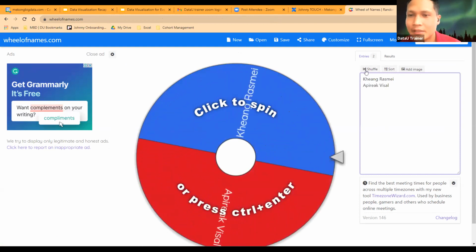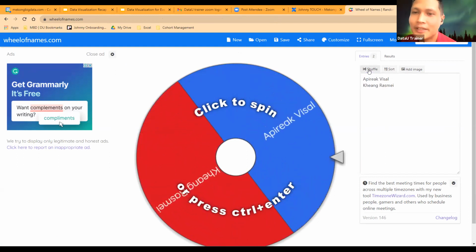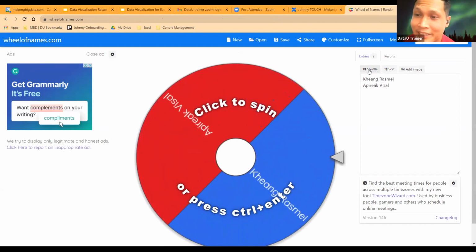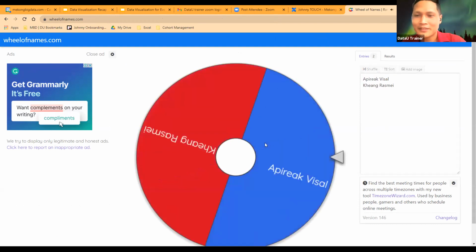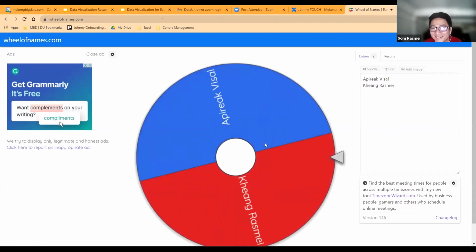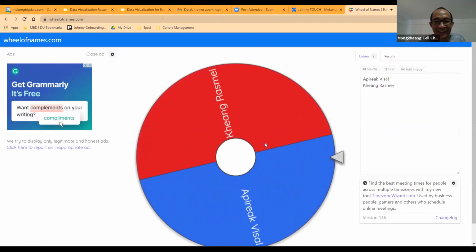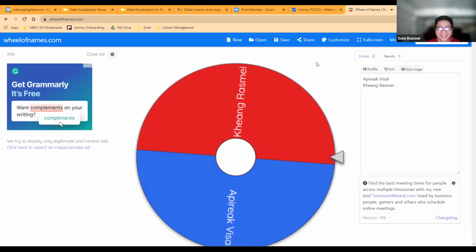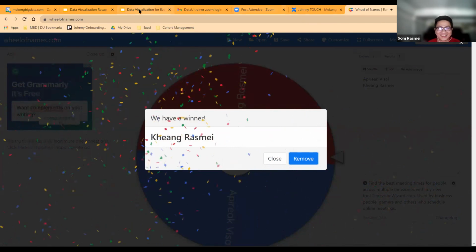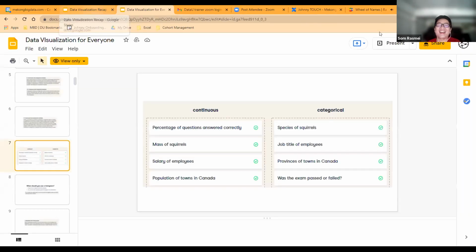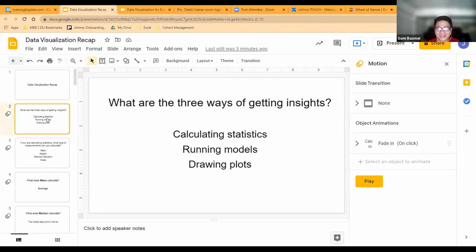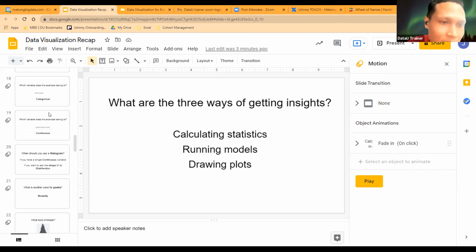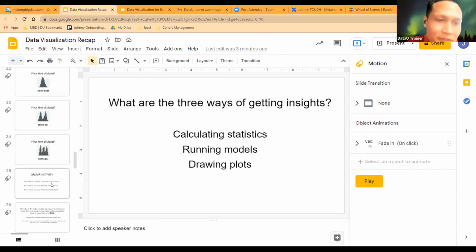All right, let's see what the wheel chooses. And just share your idea and we'll see if anybody relates with the other group. Spinning like a roller coaster. Yeah. Wow. Winner. All right, just one second. Let me get back to my slide. Here it is.